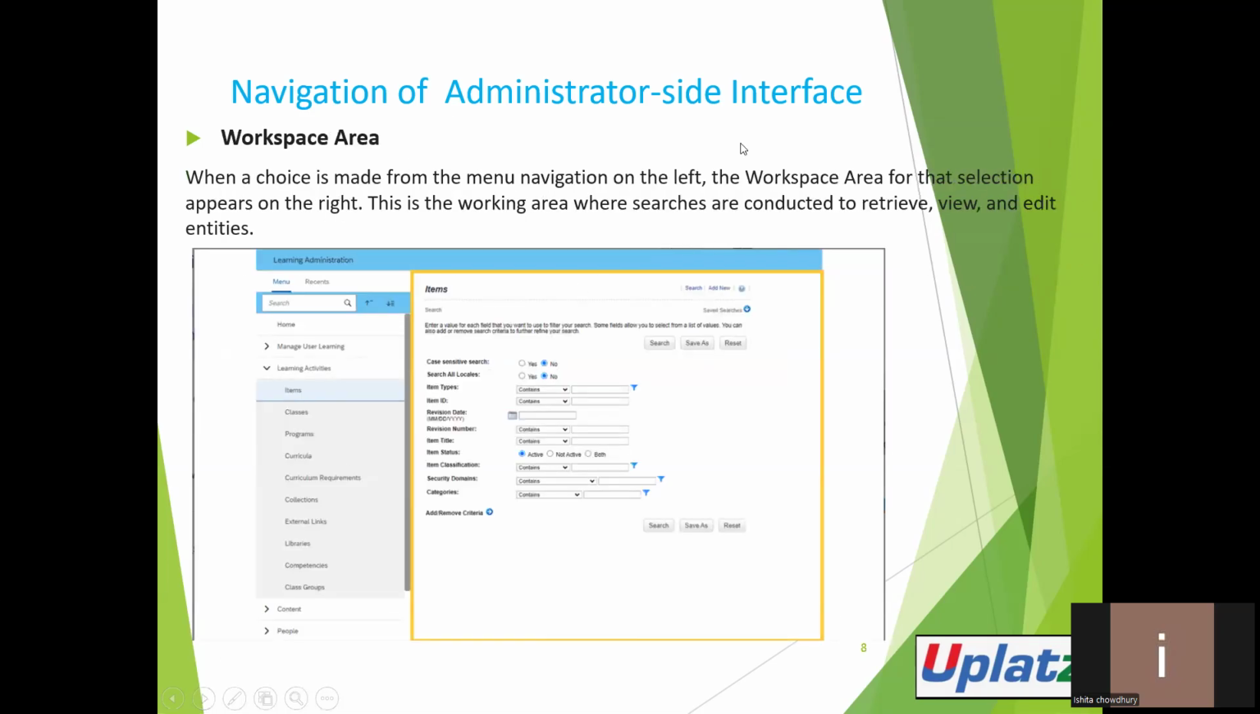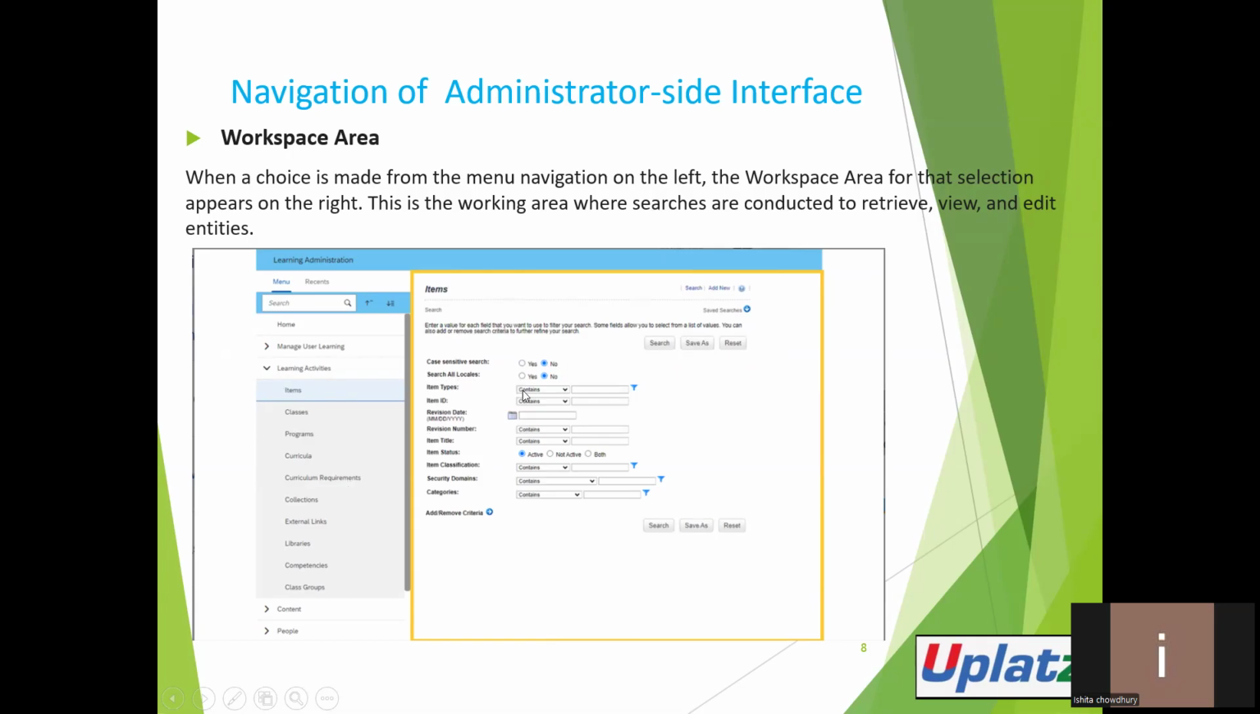Next is workspace area. When a choice is made from the main menu navigation on the left, the workspace area for that selection appears on the right. This is the working area where searches are conducted to retrieve, view, and edit entities. So this is the item page of the administrator interface. We have various fields over here.